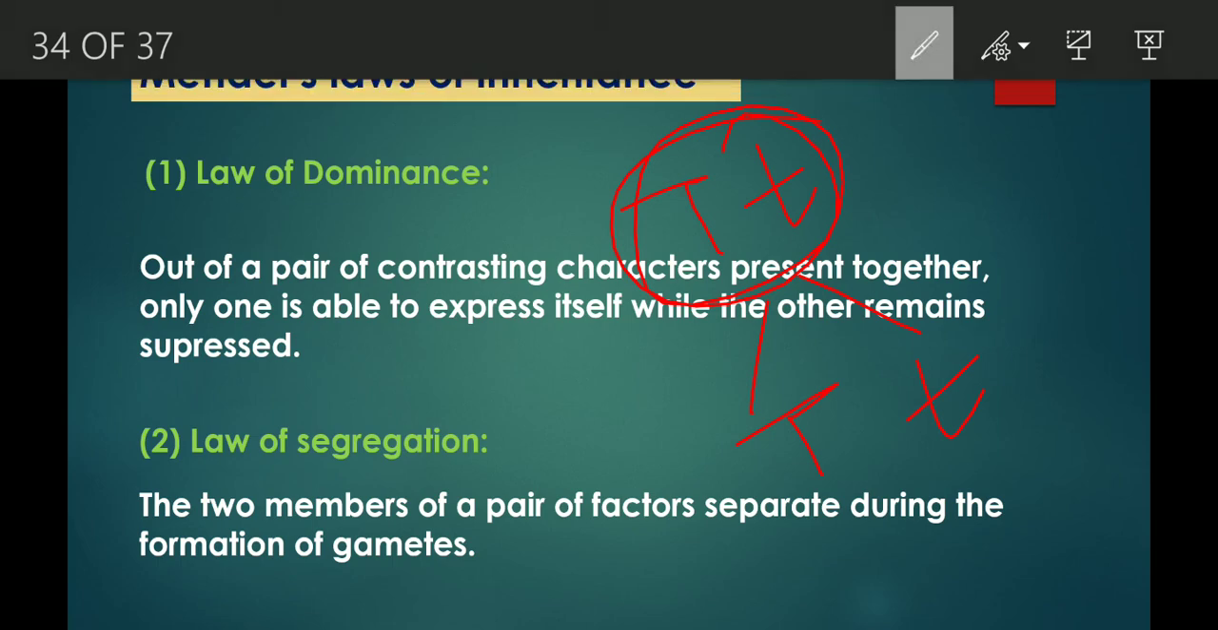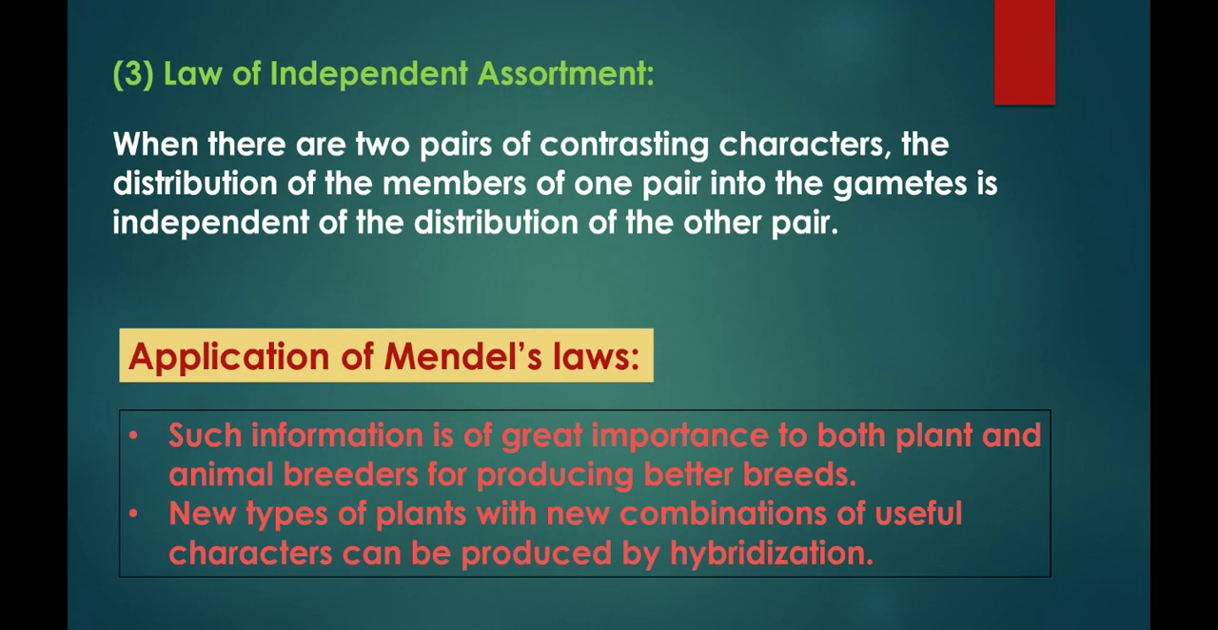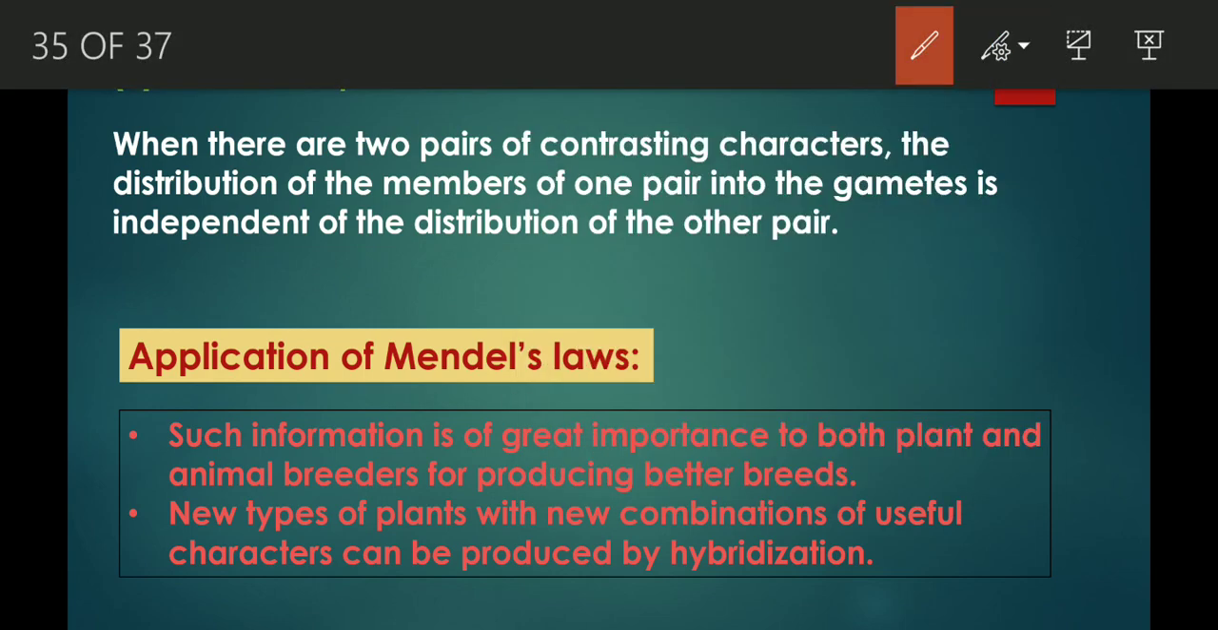Clear? Next law is law of independent assortment. When there are two pairs of contrasting characters, then the distribution of the members of one pair into the gamete is independent of the distribution of the other pair. So the distribution of one pair of the character is not at all dependent upon the distribution of another pair. They will get distributed into the gamete in their own way. They are not dependent on each other. Clear?